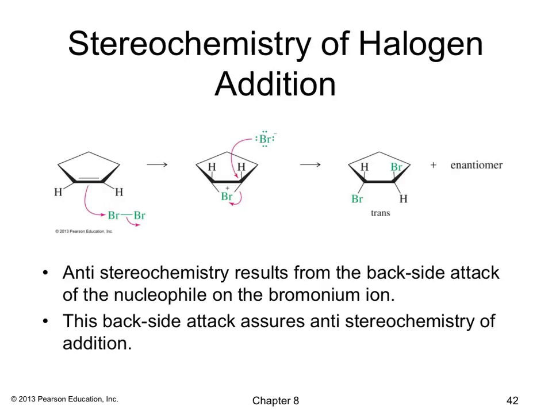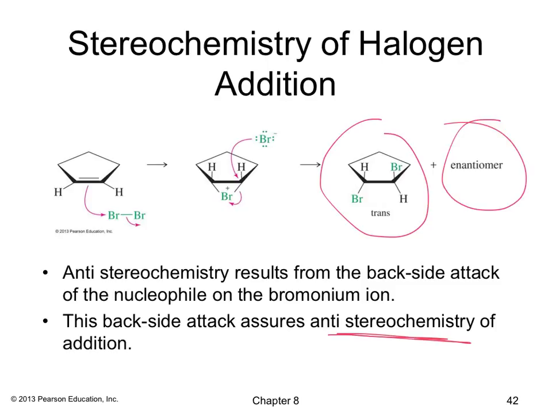So if we look at the stereochemistry of the halogen addition, again, you're going to have nucleophilic attack. This gets kicked off, forming the bromonium ion, and then the bromide will attack on the opposite side of the face, right? If it came on the bottom, it's going to come on the top side of the face. This backside attack assures anti stereochemistry. So anti stereochemistry is generated. And you can generate this as well as the enantiomer.